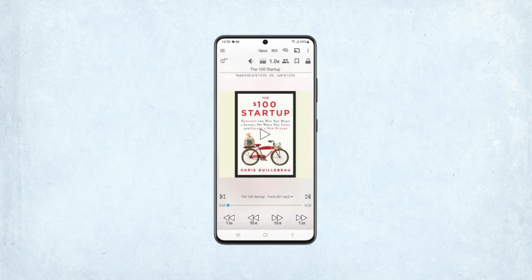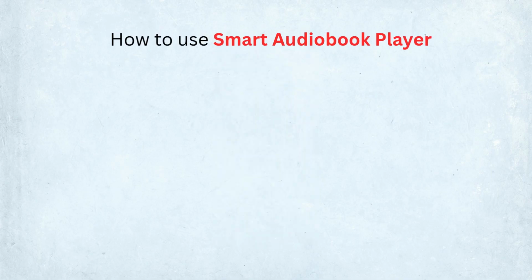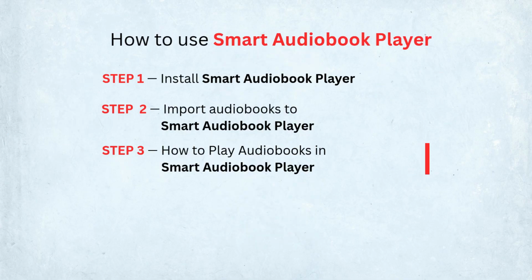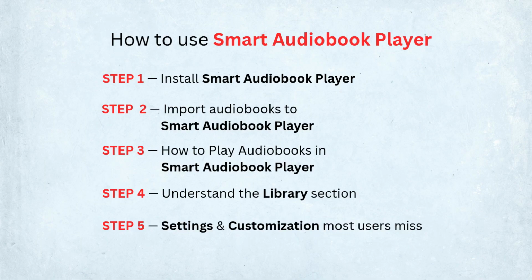Smart Audiobook Player is one of the best audiobook apps on Android. In this tutorial, I will show you how to use Smart Audiobook Player in 5 easy steps. If you prefer a written step-by-step guide, check the link in the description. Let's get started. Step 1.